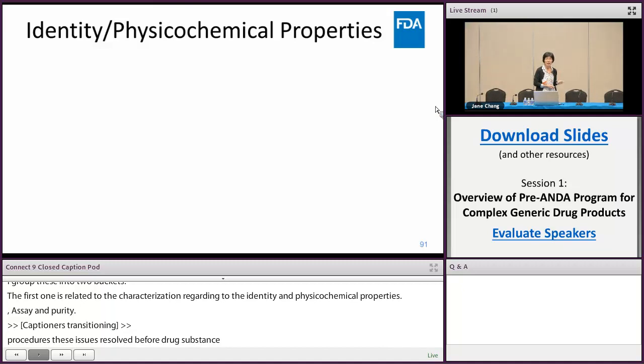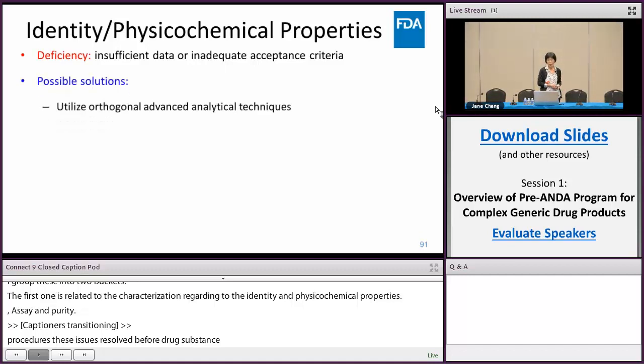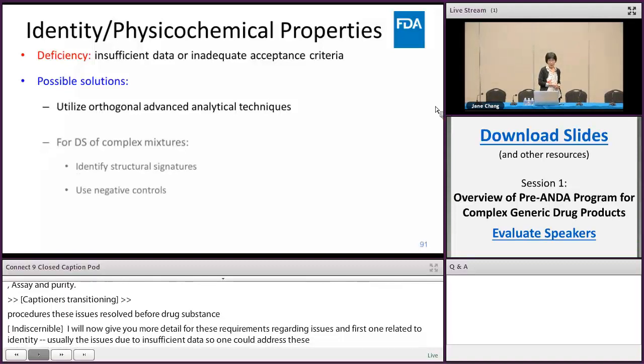I will now give you a little bit more detail for each of these elements regarding their issues. The first one is related to identity and physical chemical properties. Usually, the issues are due to insufficient data or inadequate acceptance criteria. So one could address these issues by utilizing orthogonal analytical techniques to establish the identity of the drug substance.